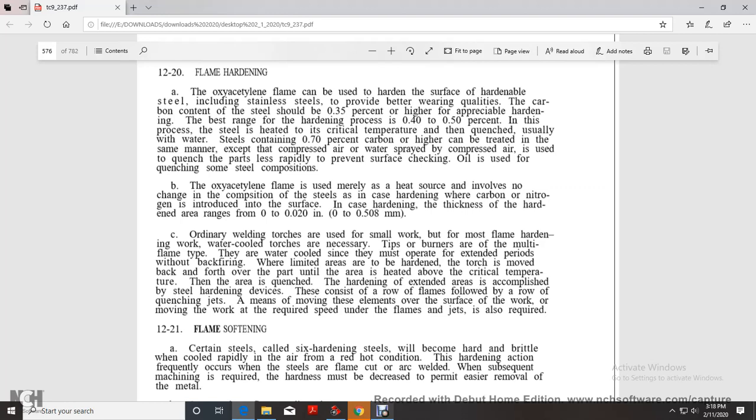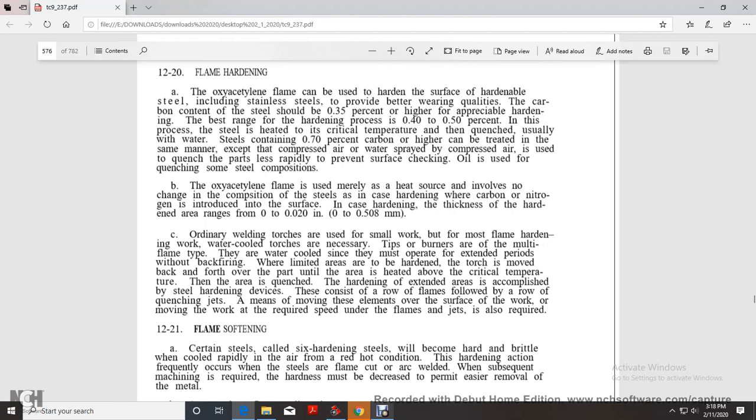Ordinary welding torches are used for small work. For most flame hardening of larger work, water-cooled torches are necessary. The tips of the burners are of the multiple flame type, air or water-cooled, since they must be operated for extended periods without backfiring. Where limited areas are to be hardened, the torches move back and forth over the area to heat it above the critical temperature.